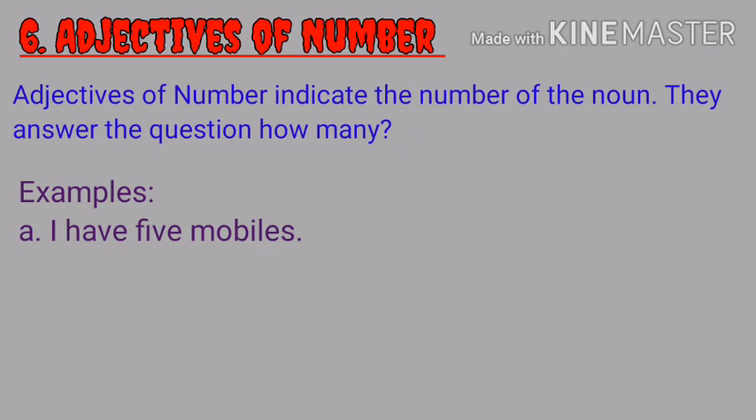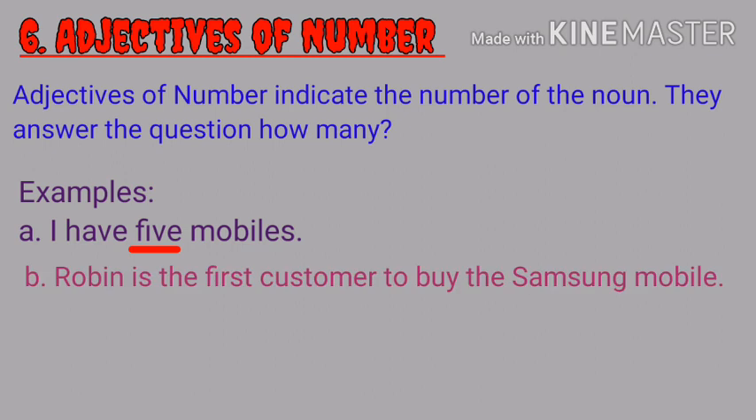In the sentence, the word 5 indicates the number of the noun mobile, that is 5, and therefore it's adjective of number. Let us take one more example. Robin is the first customer to buy the Samsung mobile. Here the word first is adjective of number that indicates the number of customer.